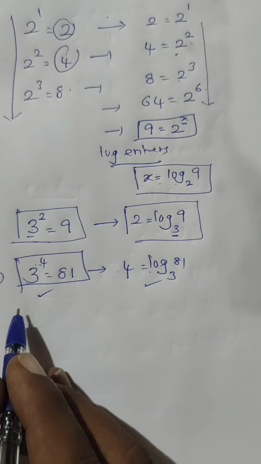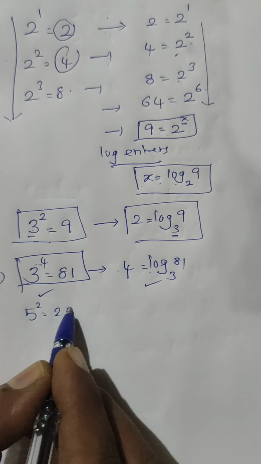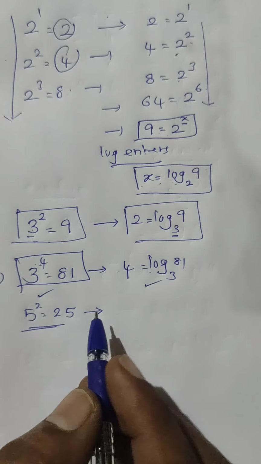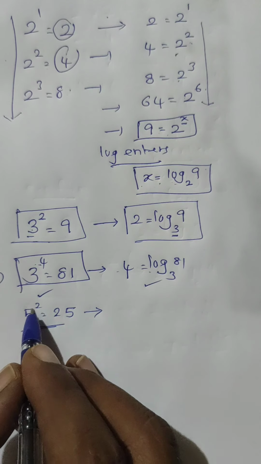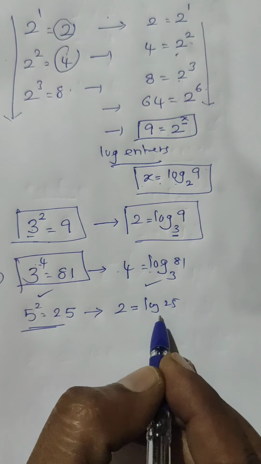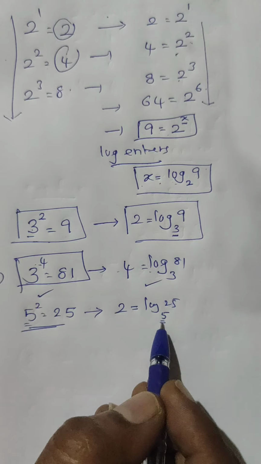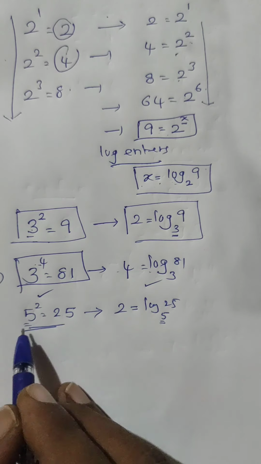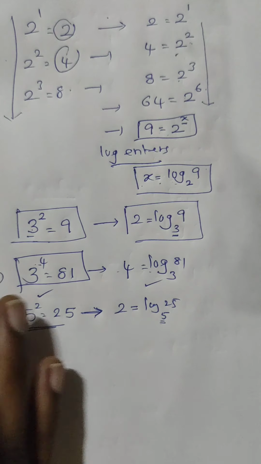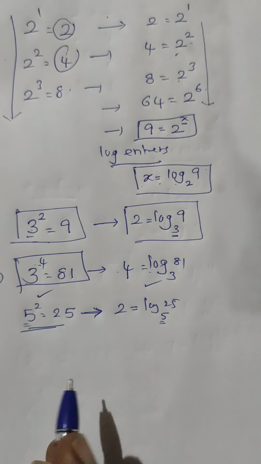Let us see another example. 5 square is 25. This is exponential form; convert it into log form. What is the exponent here? 2. So 2 is log 25 base 5. In this form the base is 5, and in this form the base is 5. If you remember this, it will be very easy for you to convert exponential into log and log into exponential.